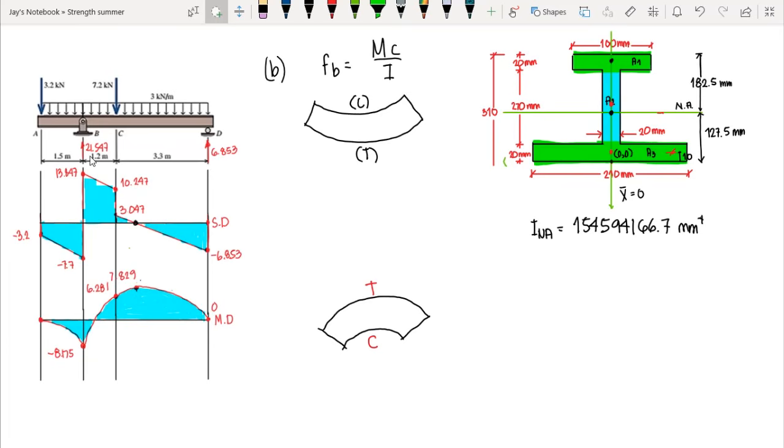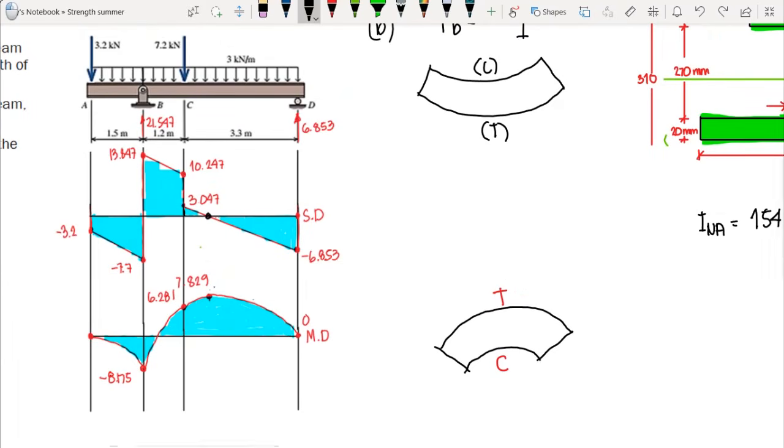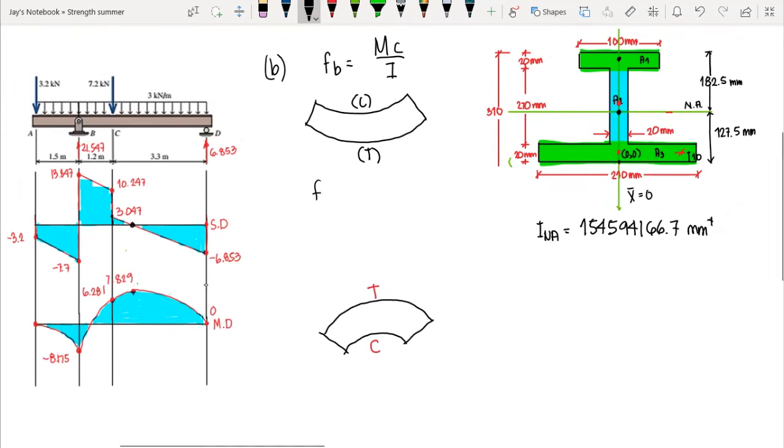If we have a positive bending, since this is smiling, and we also have negative bending here. So for positive bending, we will be using 7.829 here. So we have flexural stress equal to the moment 7.829 times 10 raised to the 6 to convert into Newton millimeter times C. Take note, we have positive bending and we are looking for the compressive stress. So therefore, our C here is from the neutral axis to the top surface.